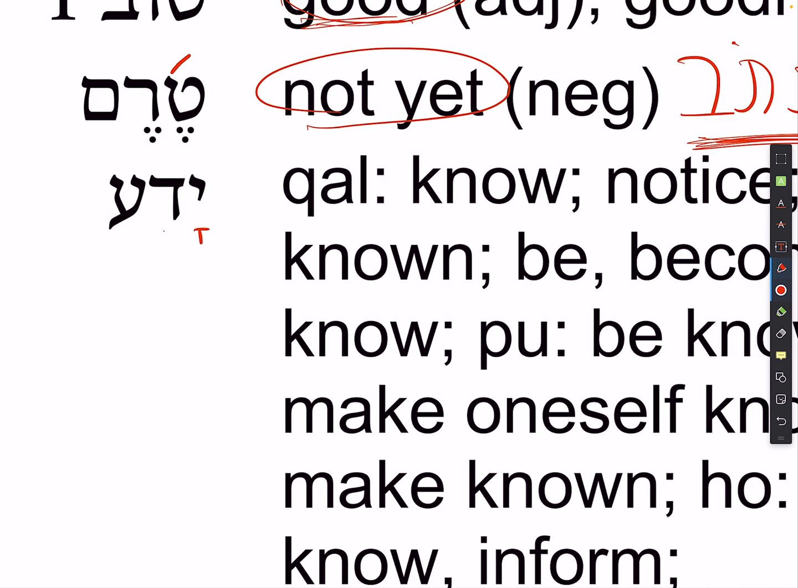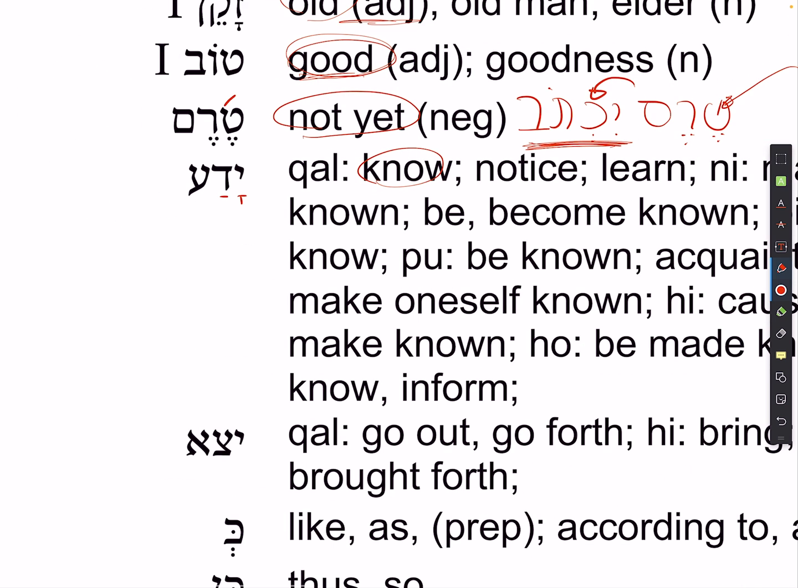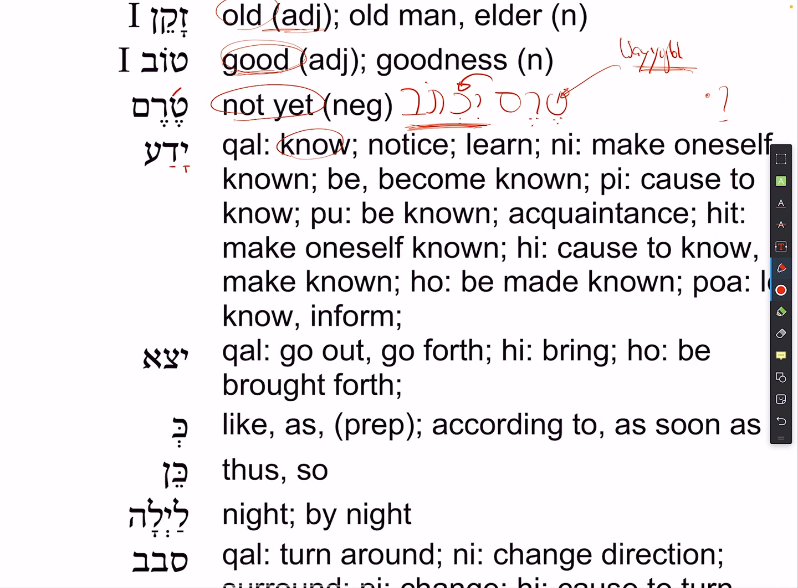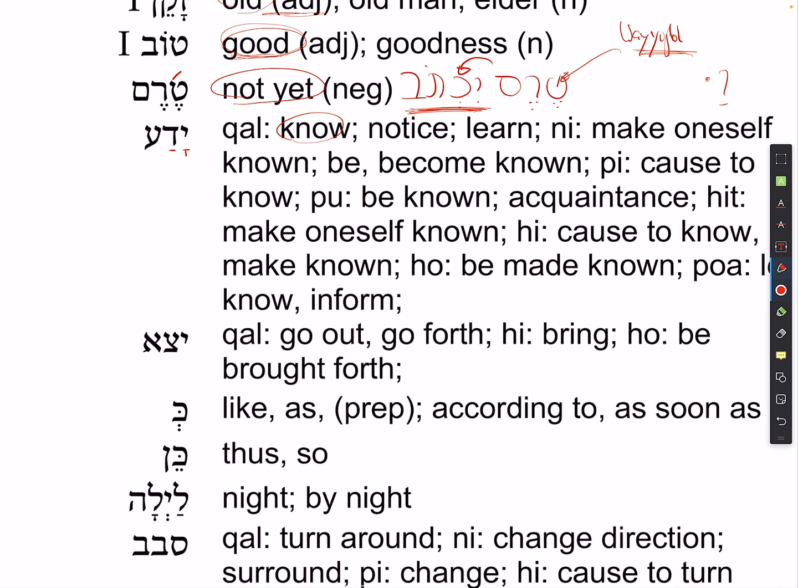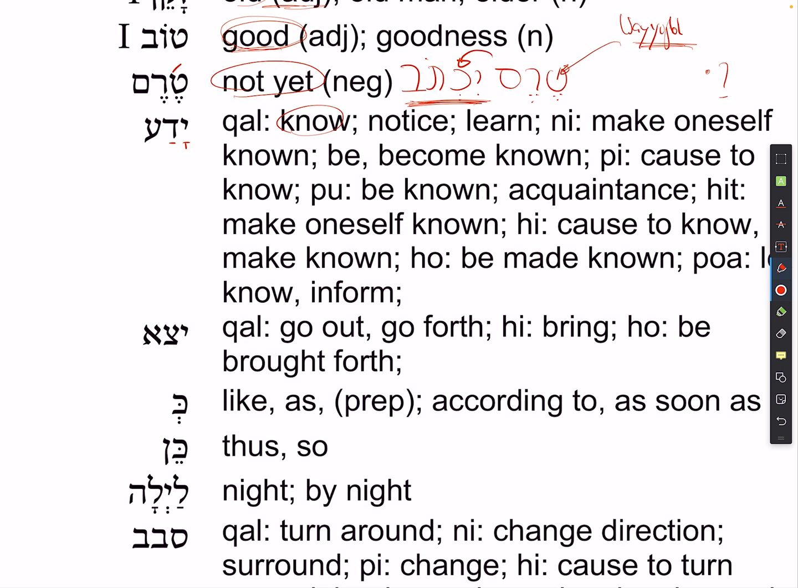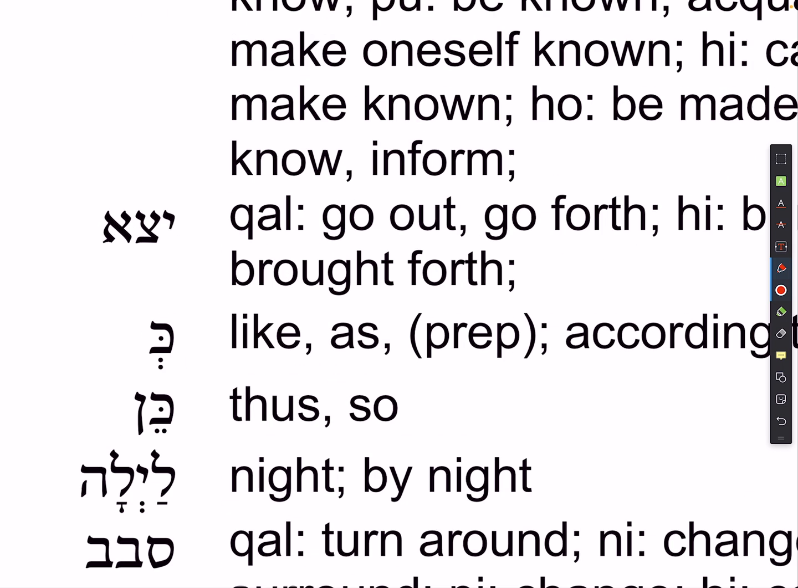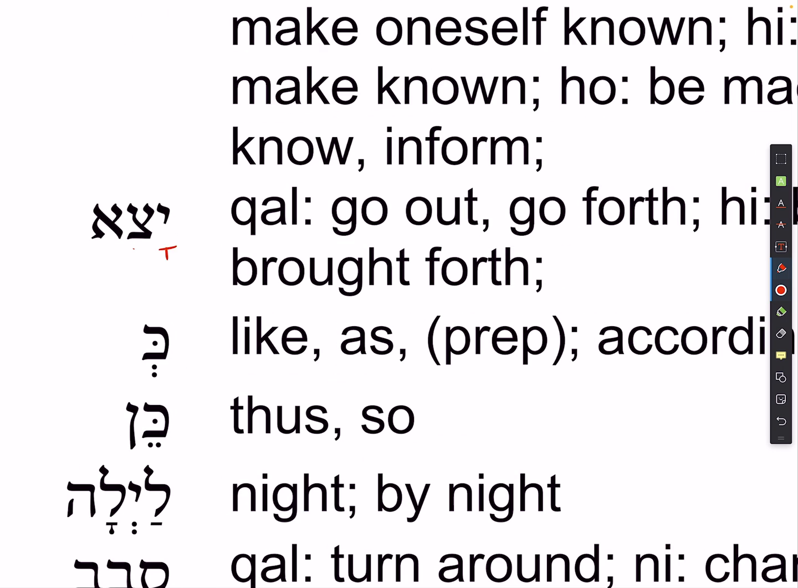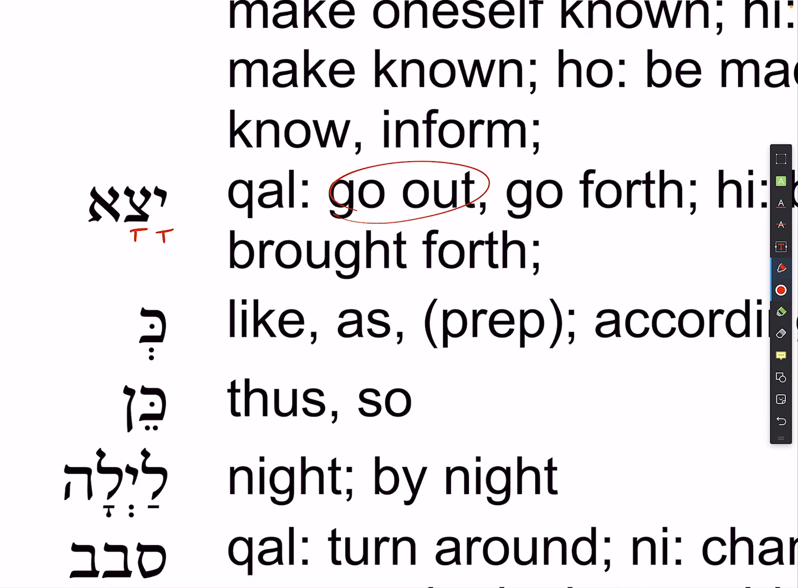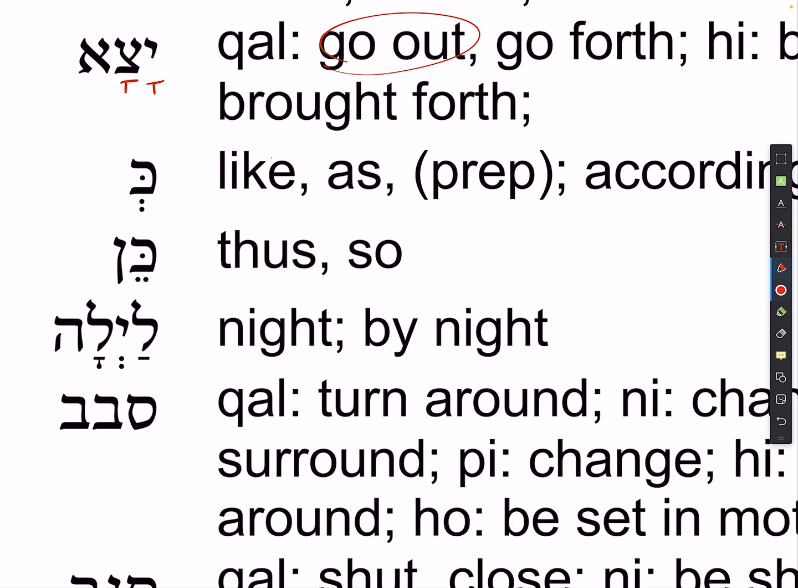Yada, to know. Yada, to know. It can also mean intercourse if the object is of the opposite sex, like Adam knew Eve and she got pregnant. Yatsa, to go out, go forth. Ke is a preposition, like or as. Ke. Ken, thus or so.